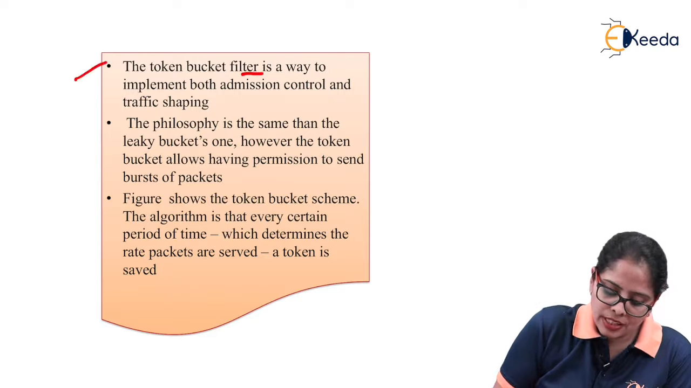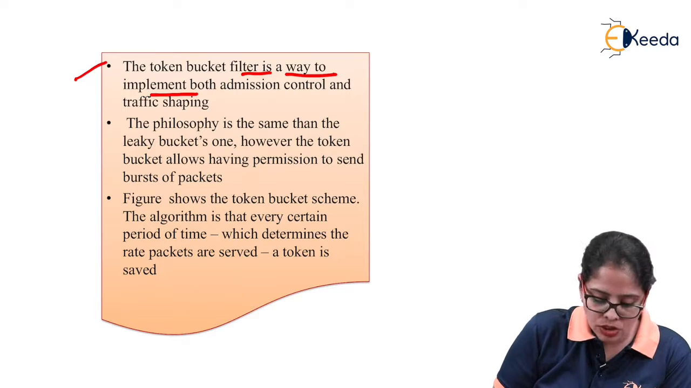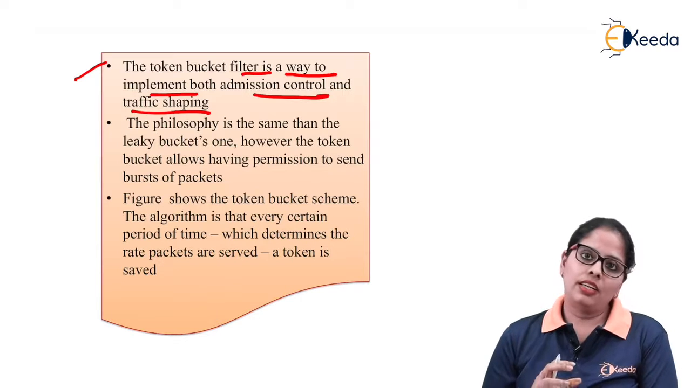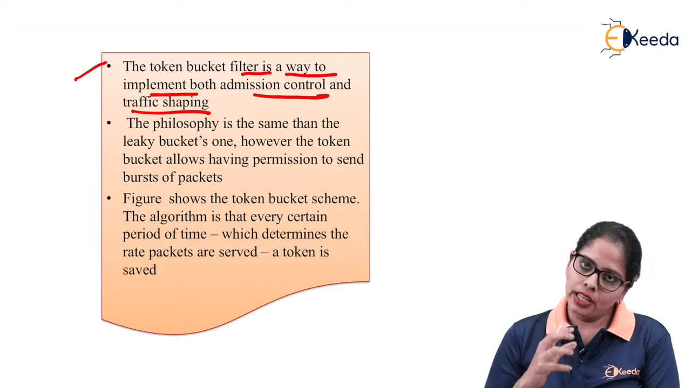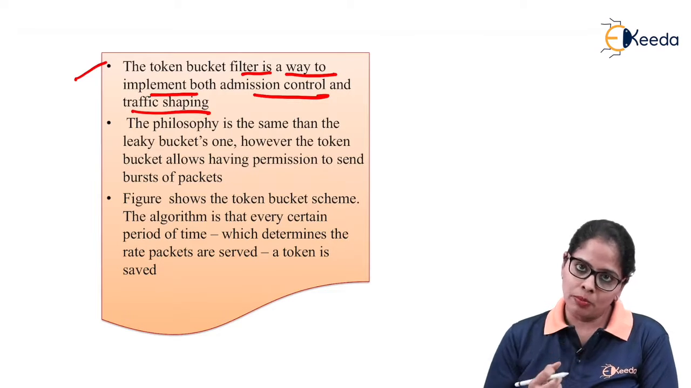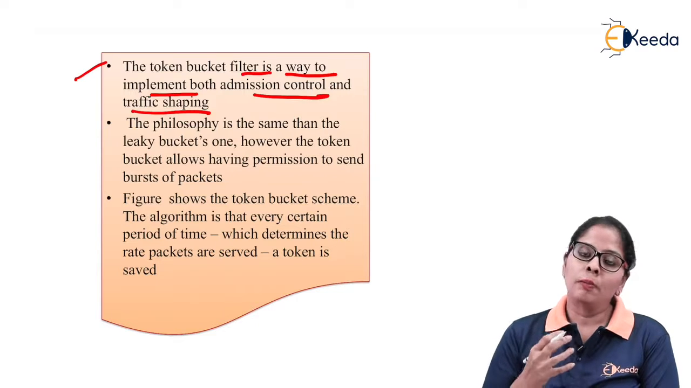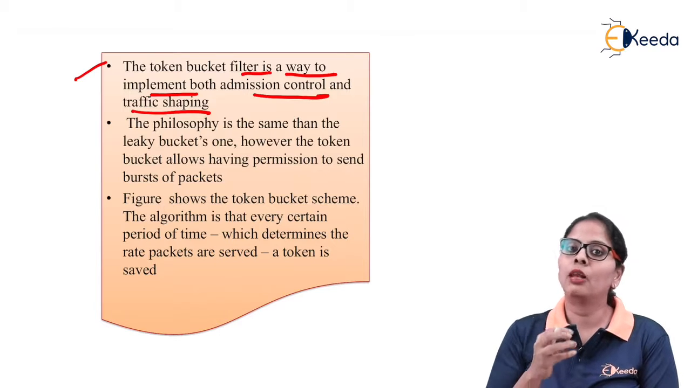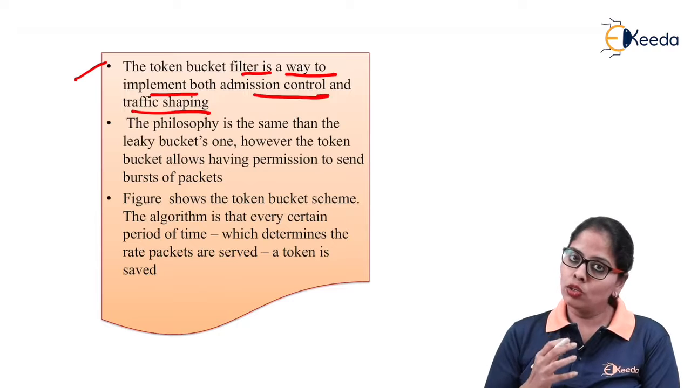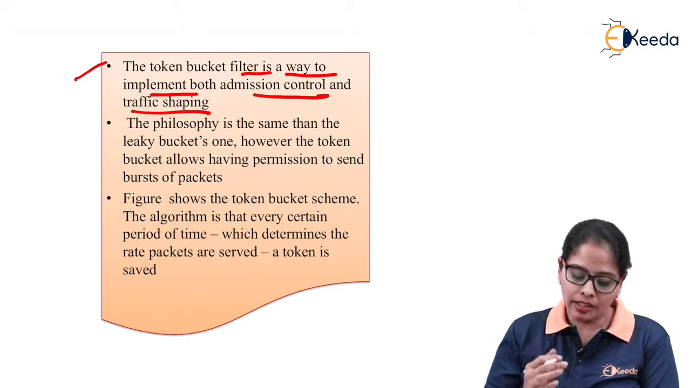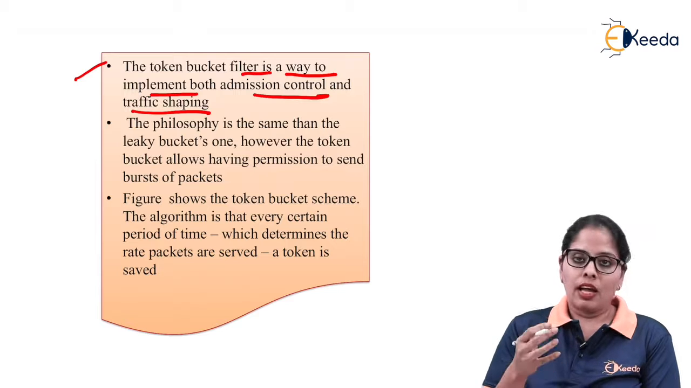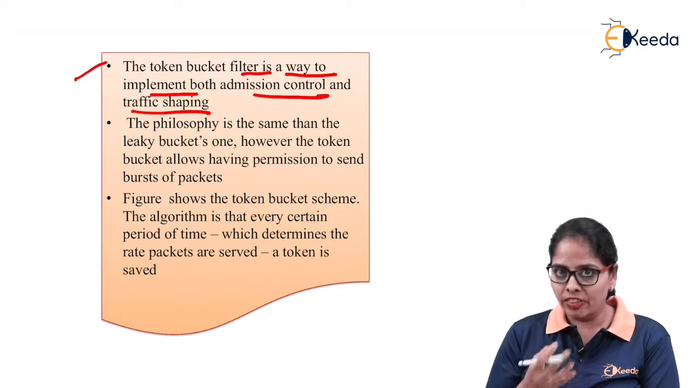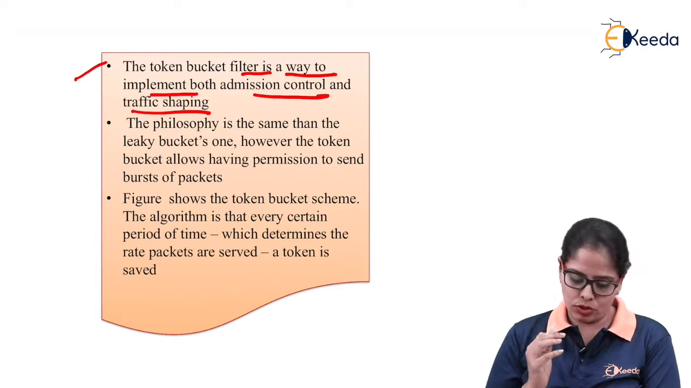The token bucket filter is a way to implement both admission control and traffic shaping. So basically here you are controlling the admission, meaning how many packets will come inside the network. How are you going to control it? By putting in a number of tokens. If I want only 100 packets to enter, then I'll put only 100 tokens. So here you are controlling the admission of packets as well as the traffic shaping, and how much data goes out, that also you are controlling.